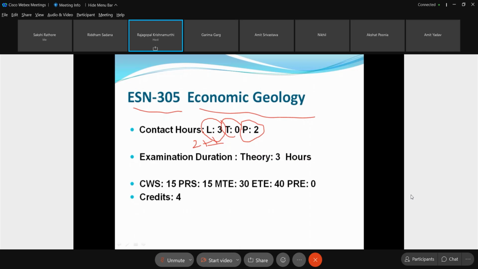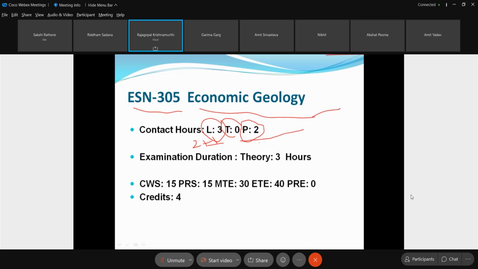I just don't like these online practicals. If you're a geologist, sitting at home imagining is useless. One has to go to the field. One has to come to the laboratory. One has to see the rocks. One has to see the minerals. Otherwise, absolutely no meaning. Anyhow, doesn't matter.